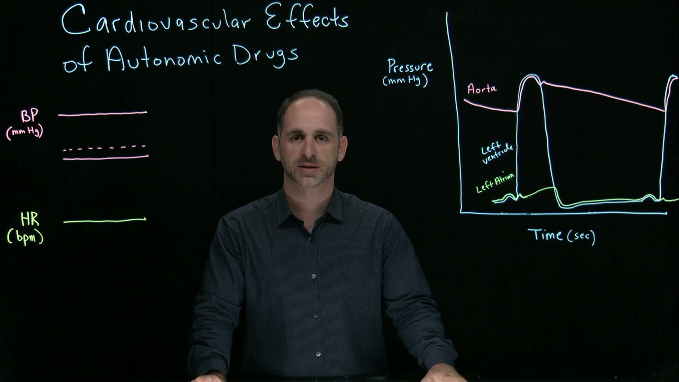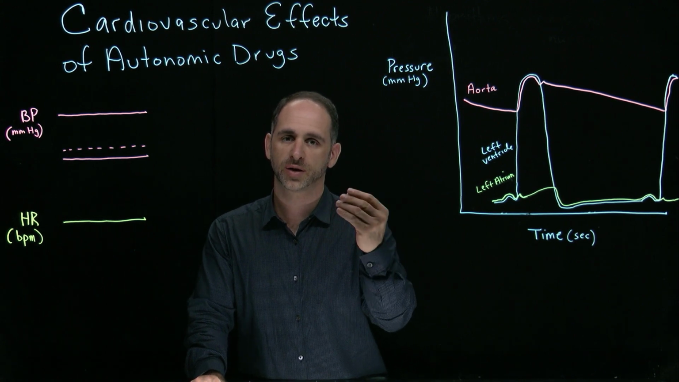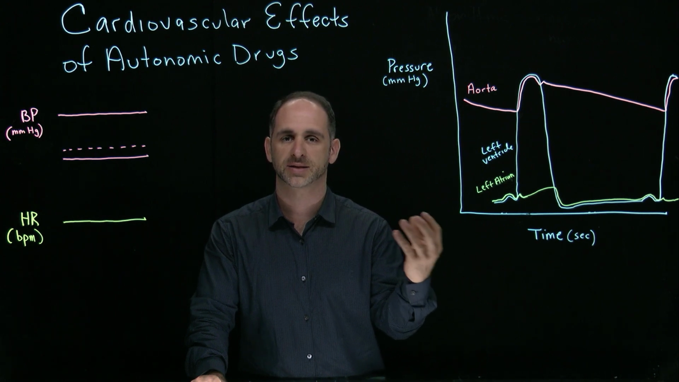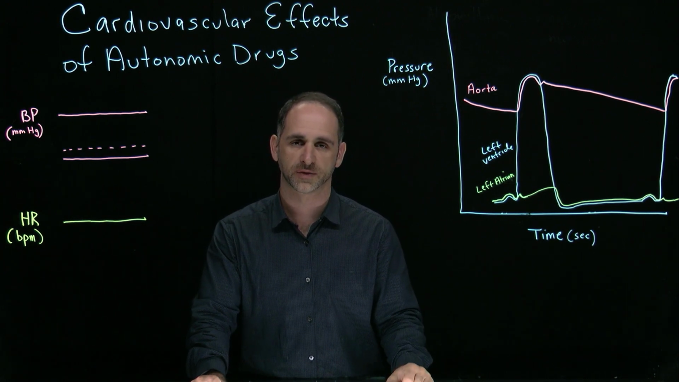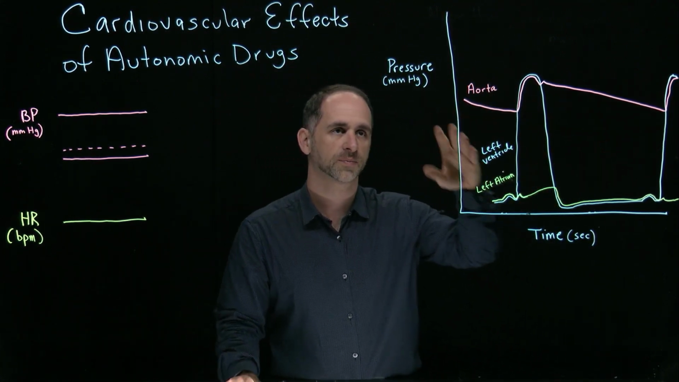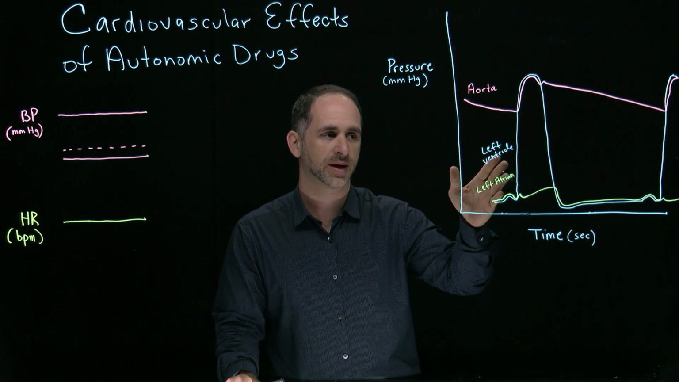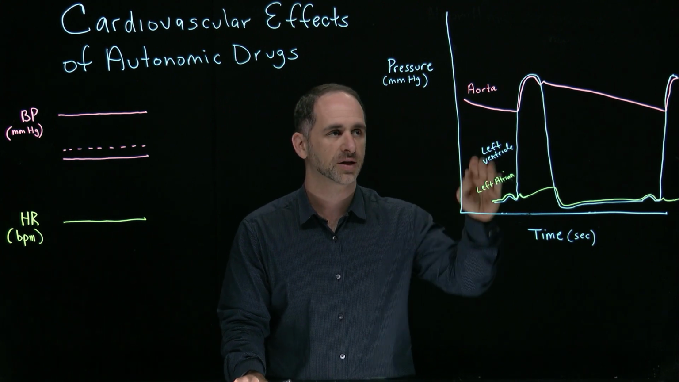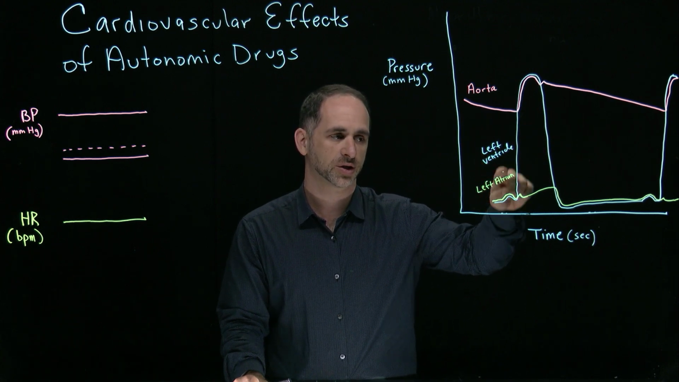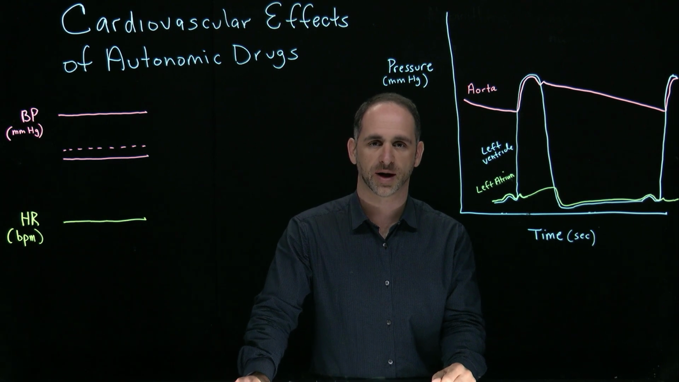Hi, we're going to discuss the cardiovascular effects of autonomic drugs, and what that means is how the blood pressure and heart rate change in response to various agonists and antagonists that affect the autonomic nervous system. Before we do that, let's review the cardiac cycle, pressure on the y-axis, time on the x-axis. You can see we have the left side of the circulation graphed: the aortic pressure over time, the left ventricle pressure over time, and finally the left atrial pressure over time.